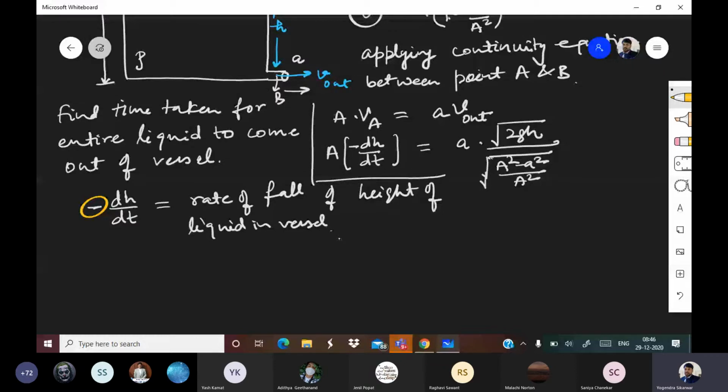So A with minus outside into dH upon small a, I have taken small a here, is equal to capital A, from a square it goes up, into root of 2g upon a square minus a square. Root of h I am taking here, and dt I am taking here.